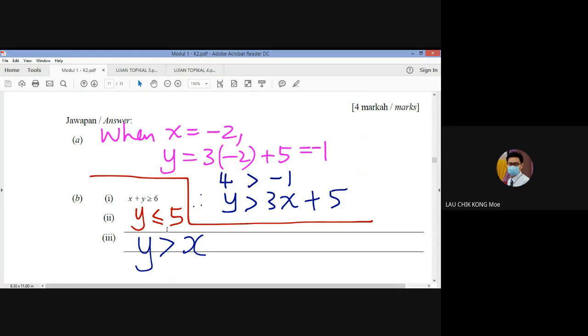Okay, y greater than x, and then y less than or equals to 5. Okay. All right. So this is the answer for question number 7.